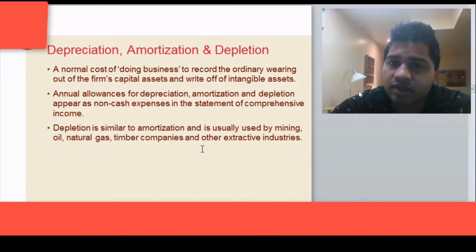A normal cost of doing business to record the ordinary wearing out of the firm's capital assets and write-off of intangible assets is called depreciation. That is an annual allowance for depreciation, amortization, and depletion. It appears as a non-cash expense because you have already spent for it. You're just showing it later on. So that's why it is a non-cash expense in the statement of comprehensive income. Depletion is similar to amortization, as it's usually used by mining, oil, natural gas, timber companies, and other extractive industries.